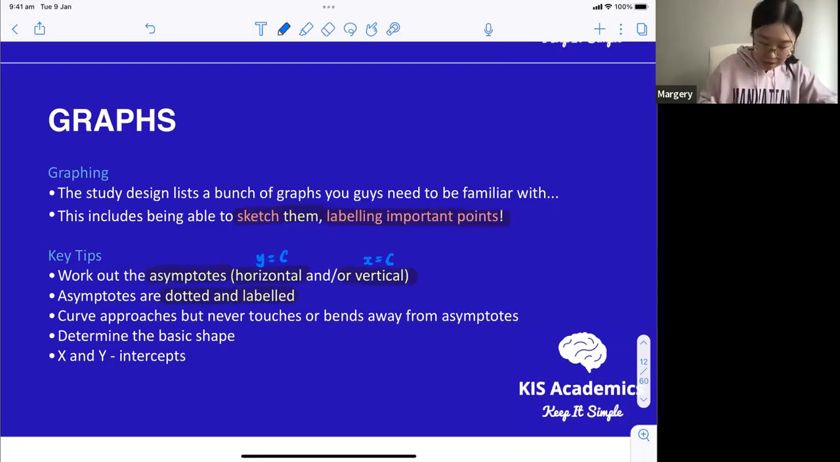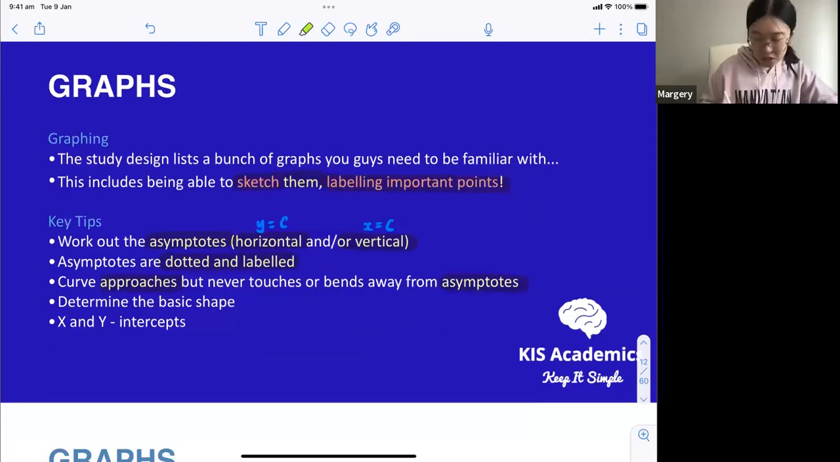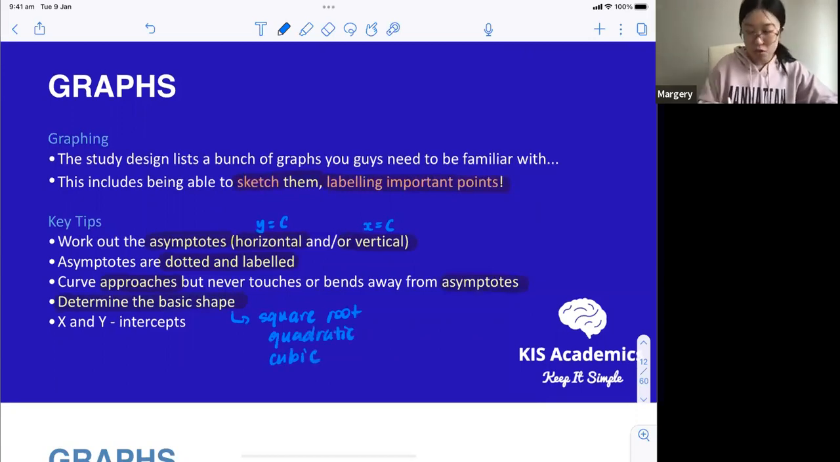We know also that our curve approaches but never touches or bends away from the asymptote. So when we're sketching these graphs, we want to make sure that it doesn't curl away from it. And then we also determine the basic shape. Depending on what type of function we're given, whether a square root, a quadratic, a cubic, etc., we're able to determine the basic shape of the graph before drawing our function in, and then labeling in any x and y intercepts.